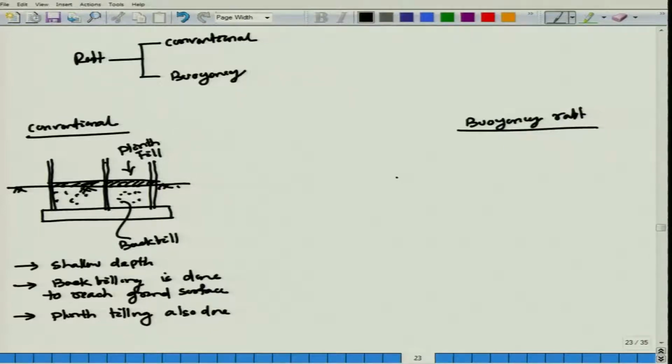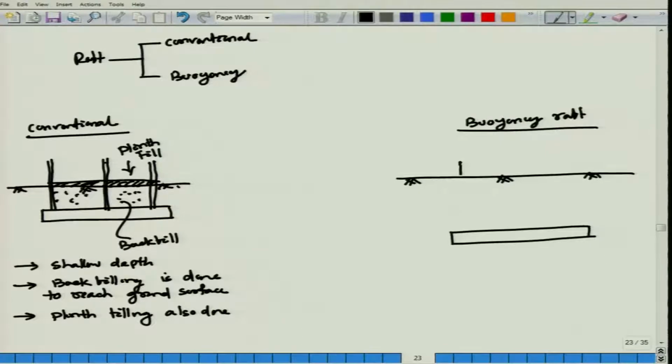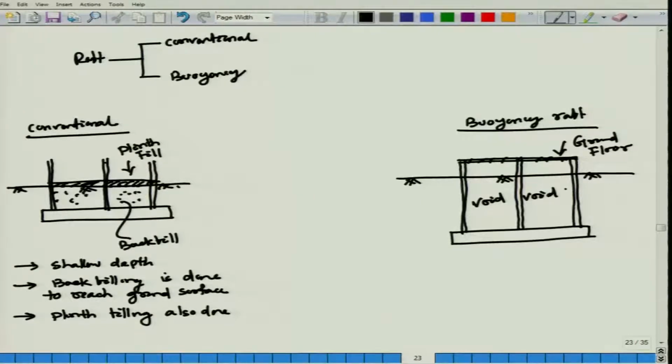If I draw a buoyancy raft, then there is a slab here, single slab, draw a column here, draw a column here, it is column, one column load, here one more column load here, then you make it here, that is your ground floor, and this is particularly void, this is your void.